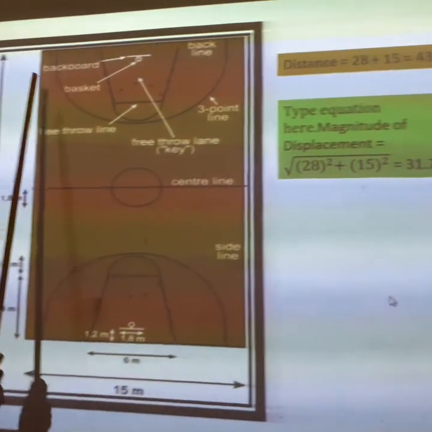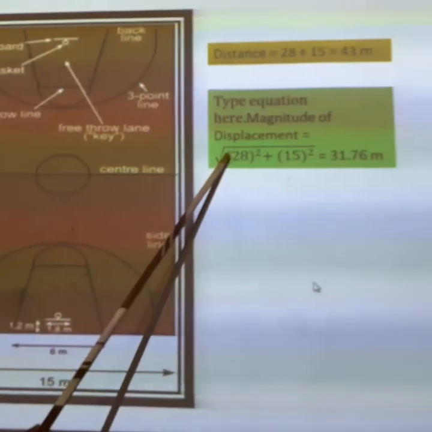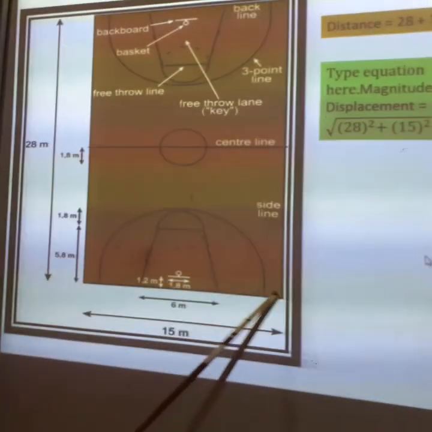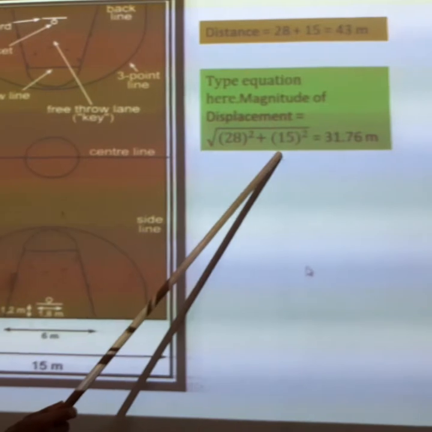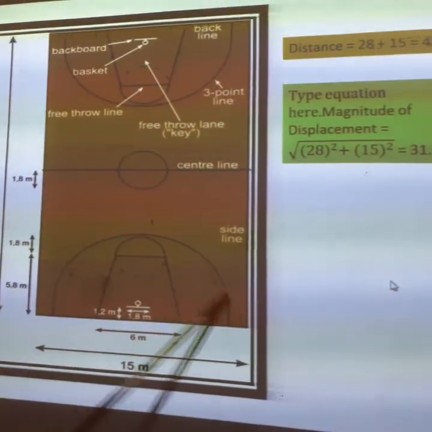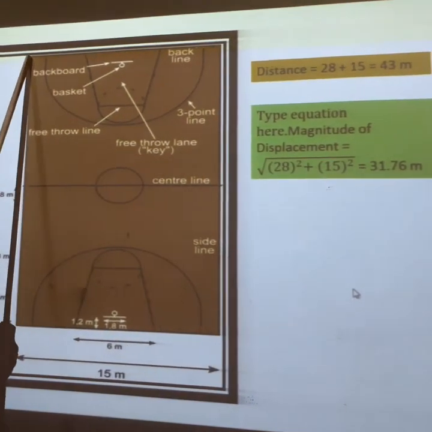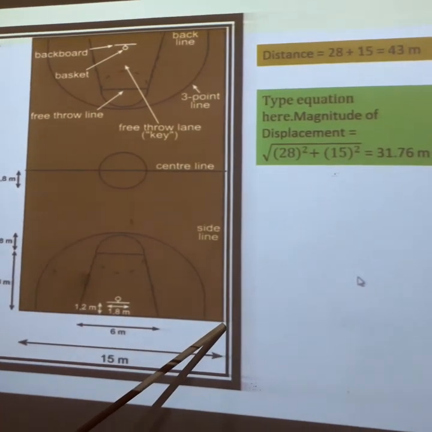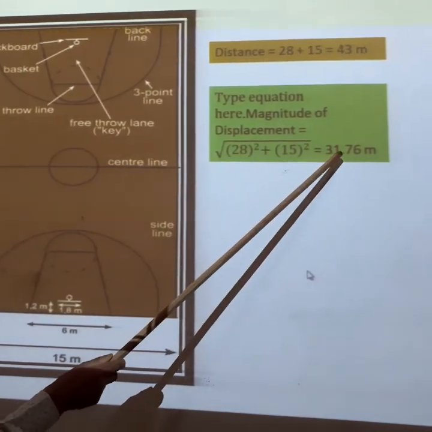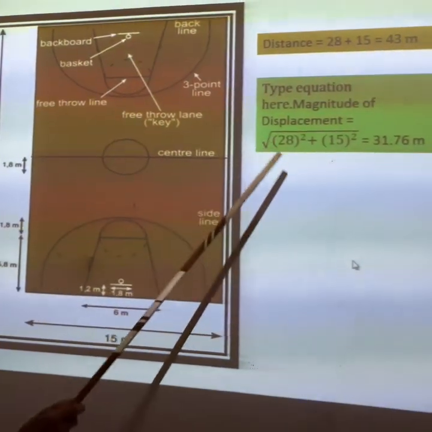base. So here the perpendicular is 28 meters, so the square of 28 meter plus the base, that is 15 meter, the square of this 15 meter, and the square root of this will give you this diagonal, which is nothing but the shortest distance between the initial position and the final position. It comes out to be 31.76 meter.